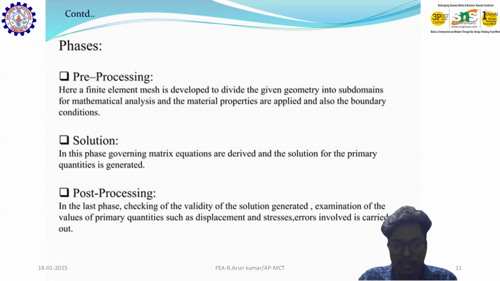During post-processing, the last phase, we check the validity of the solution generated and examine the values of the primary quantities. We derive quantities such as displacement and stress, and error evaluation is carried out. These are the three phases in any FEA process: pre-processing, solution, and post-processing. Pre-processing is where you give the load, mesh, or material property. Solution is where your governing equation is generated. In post-processing, based upon your requirements and primary quantities, we find the unknown data like displacement, stress, etc.